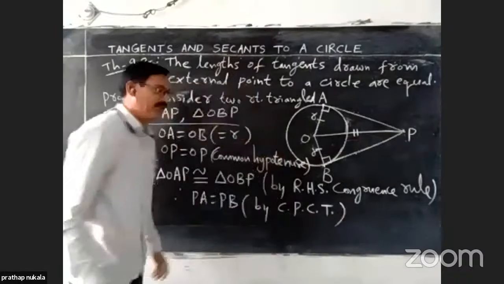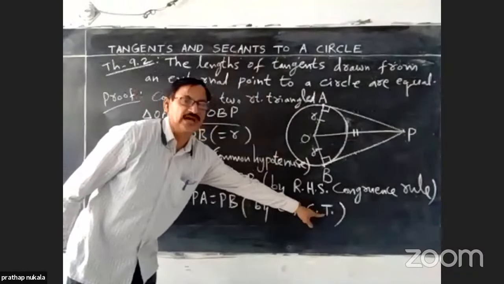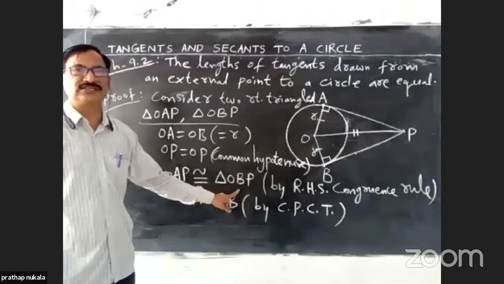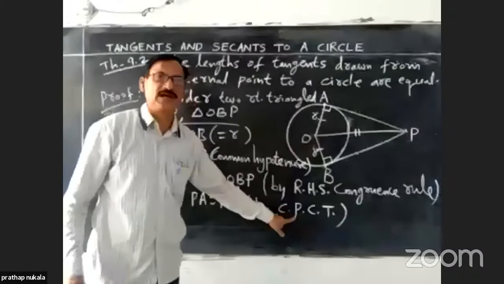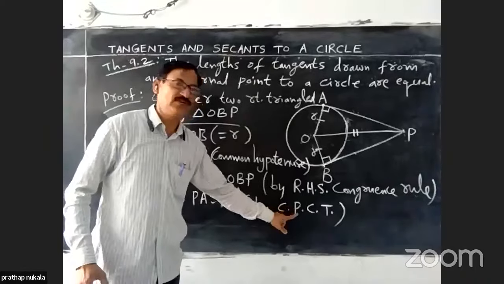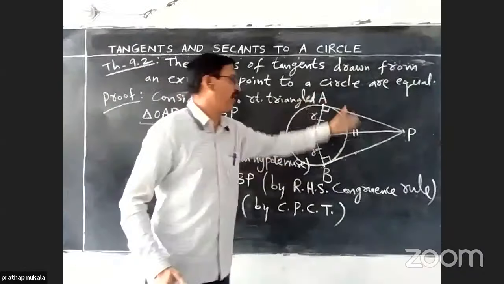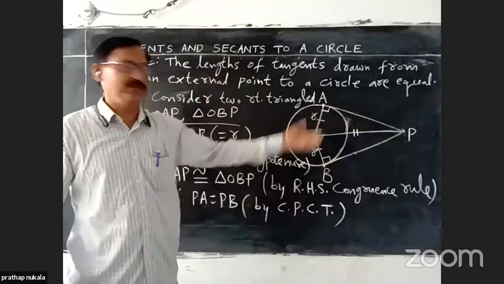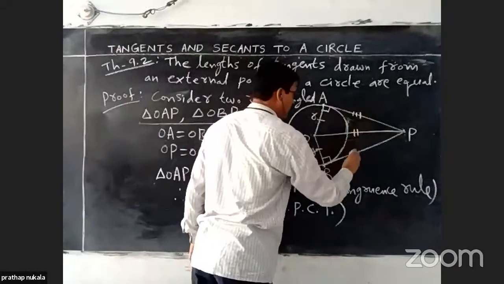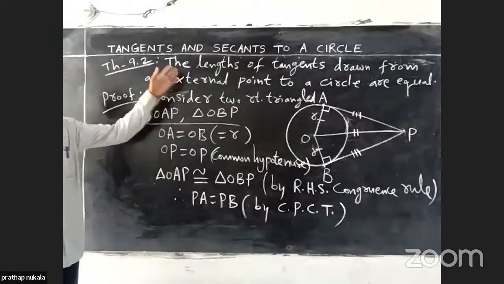CPCT means corresponding parts of congruent triangles are equal. If two triangles are congruent, then we can say corresponding parts. Parts means sides and angles. Corresponding parts of congruent triangles are equal. The remaining sides, PA and PB, they must be equal. Therefore, PA equal to PB. That is the proof of the theorem.